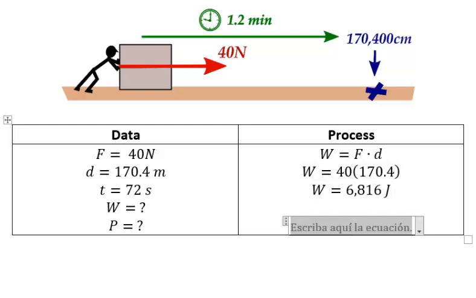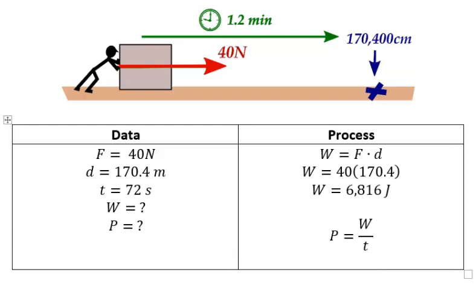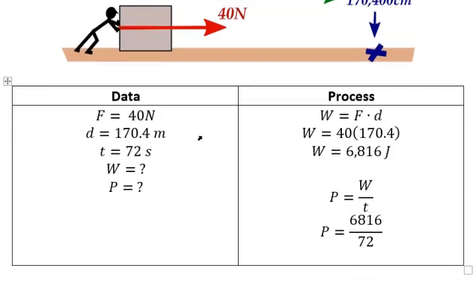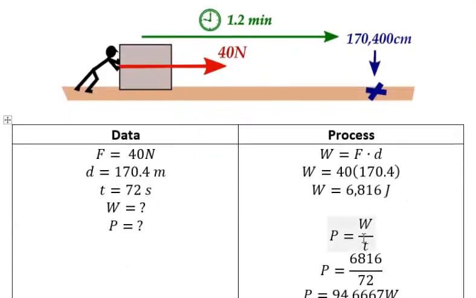Now I'm going to find the power. So power equals work divided by time. So power equals the work, which is 6,816, divided by the time, which is 72. And if I divide those two numbers, that's going to give me an answer of power equals 94.6667 watts. Okay, and there we go. That's how we find work, and that's how we find power.